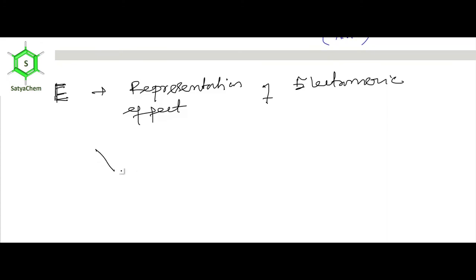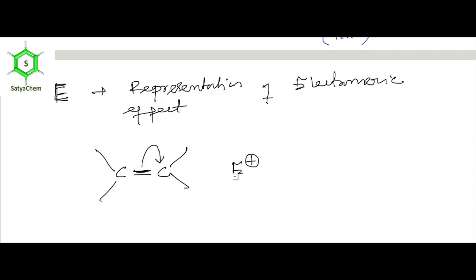For example, we will consider C double bond C. We know C double bond C means one is a sigma bond and another is a pi bond. So when a double bond of an alkene is exposed to attack by an electrophilic reagent, which we represent by E plus, the two pi electrons are completely transferred to one atom, which is in close vicinity of the attacking reagent.